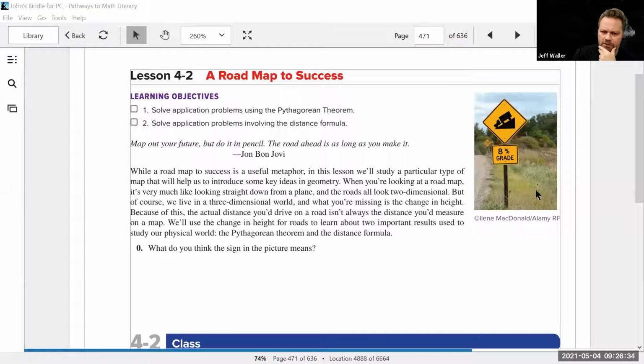Real quick, this is a little bit of a side note in a way, but have you guys seen things like this? Seen signs like this before? Anybody? Yes. Right? Have you guys ever seen a runaway truck ramp on the side of a road? Yes.